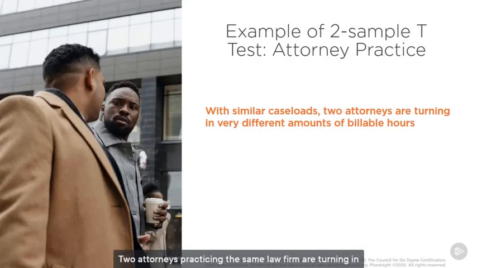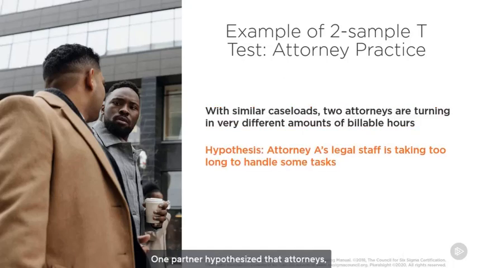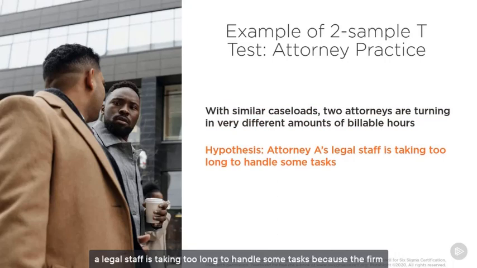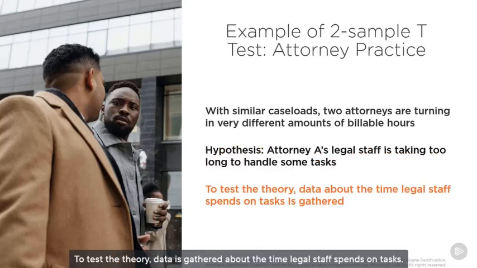Two attorneys practicing at the same law firm are turning in very different amounts of billable hours, even though the partners know that the two lawyers have similar caseloads. One partner hypothesized that attorney A's legal staff is taking too long to handle some tasks, because the firm bills at a certain time for administrative-style tasks regardless of how long these tasks take. If legal staff is taking too long for such tasks, they are spending time on work that can't be billed for. To test the theory, data is gathered about the time legal staff spends on tasks.